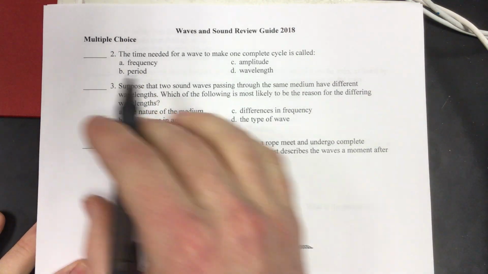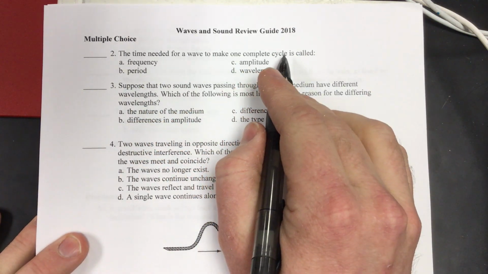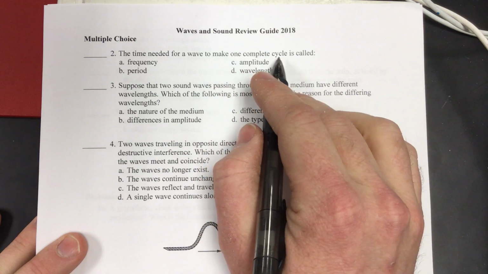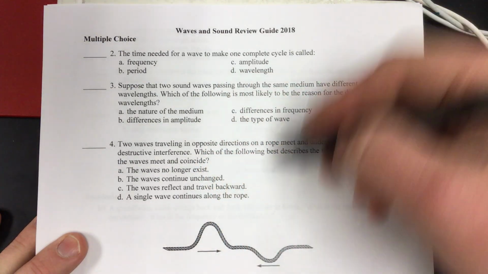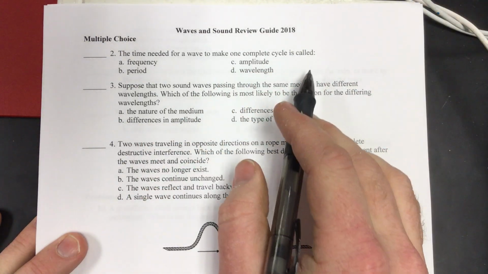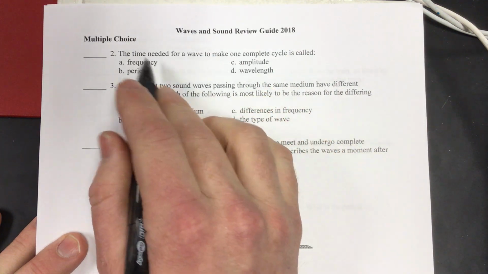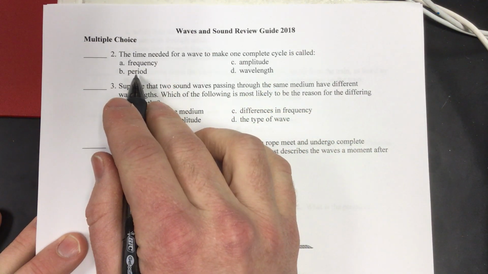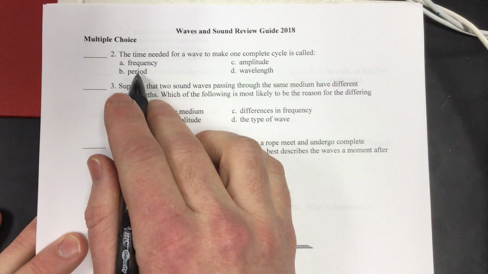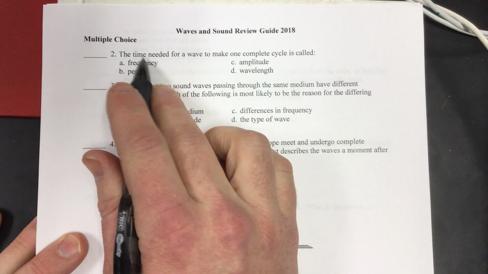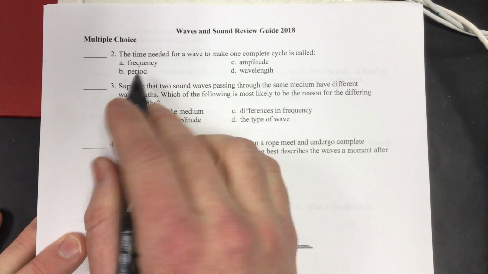So, the time needed for a wave to make one complete cycle, so that's to travel one wavelength or go up and down or back and forth if it's longitudinal, is called the period. The rate at which it does it, the opposite of period, is called frequency, but the time needed for one cycle is called period.